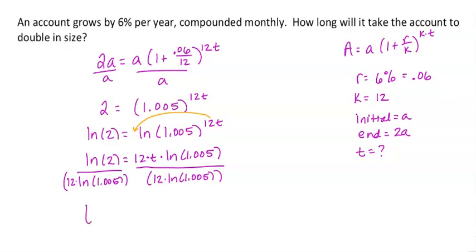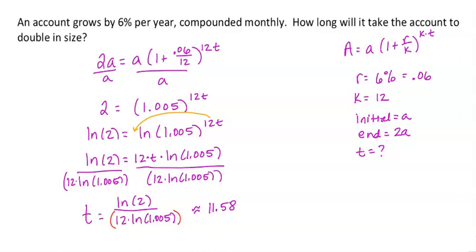So we'll find that t is equal to the natural log of 2 divided by 12 times the natural log of 1.005. If you are putting this in your calculator all at once, be sure to put parentheses around that entire denominator so that your calculator knows that both of those factors are together in the denominator. So plugging this in, we get that t is approximately 11.58.